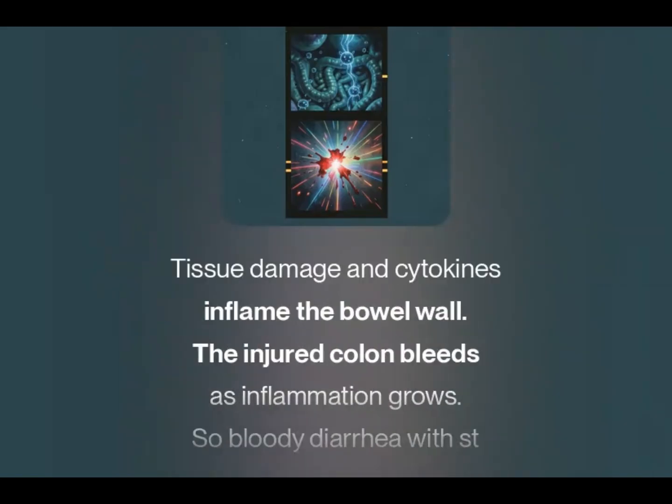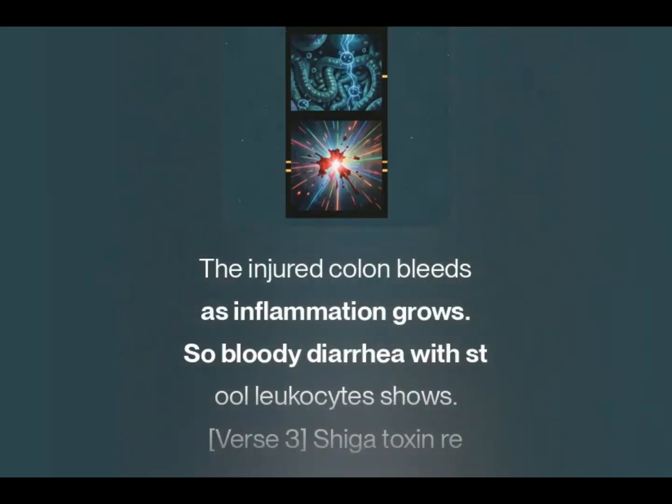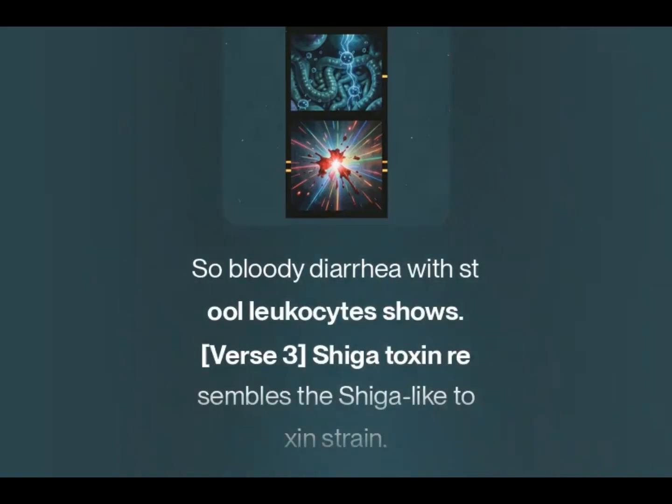Tissue damage and cytokines inflame the bowel wall. The intestinal colon bleeds as inflammation grows. So bloody diarrhea will still show leukocytes.